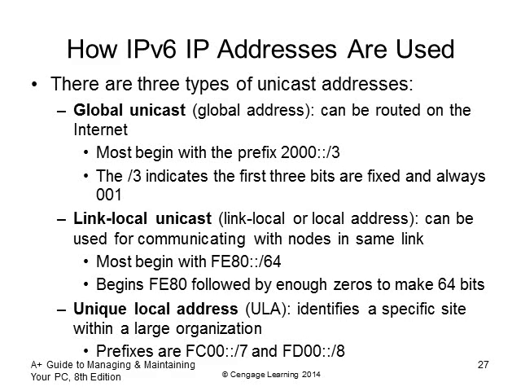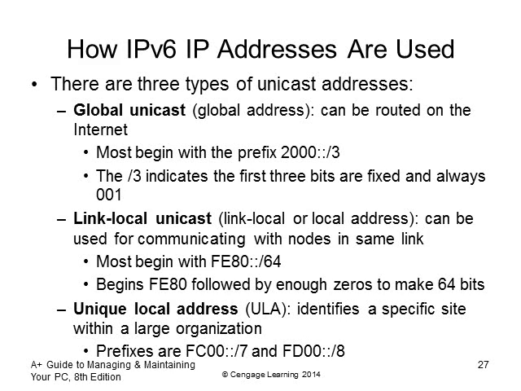So there are 3 types of unicast addresses: the global unicast, or global address, that can be routed on the internet. Most of those begin with the prefix 2000 colon colon slash 3. The slash 3 indicates the first 3 bits are fixed and always 001.